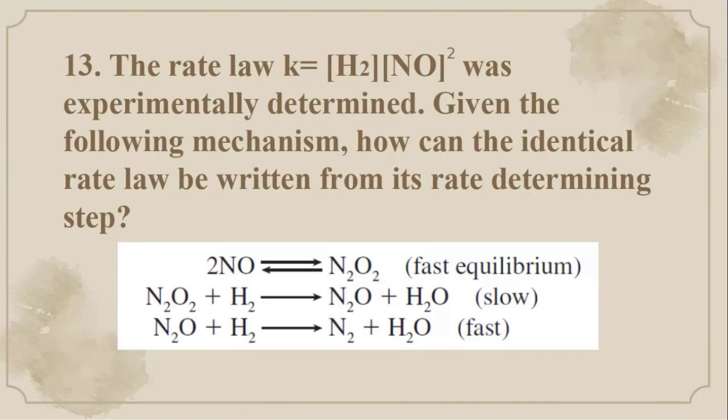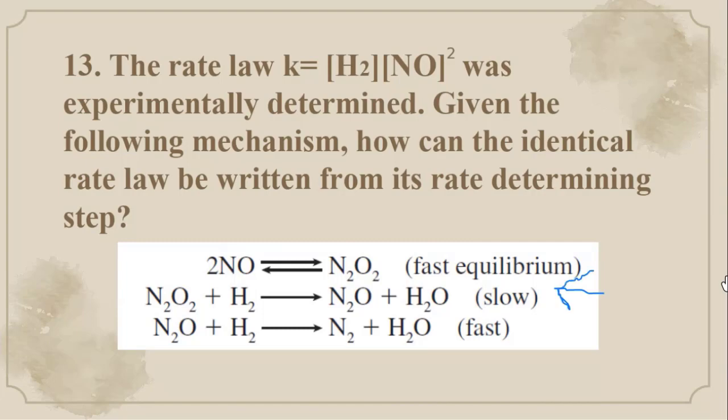Okay, so the next one. This one's a little tricky. The rate law given over here was experimentally determined. So given the following mechanism, how can the identical rate law be written from its rate determining step? So which one's the rate determining step, first of all? Yeah, it's based off the slope.